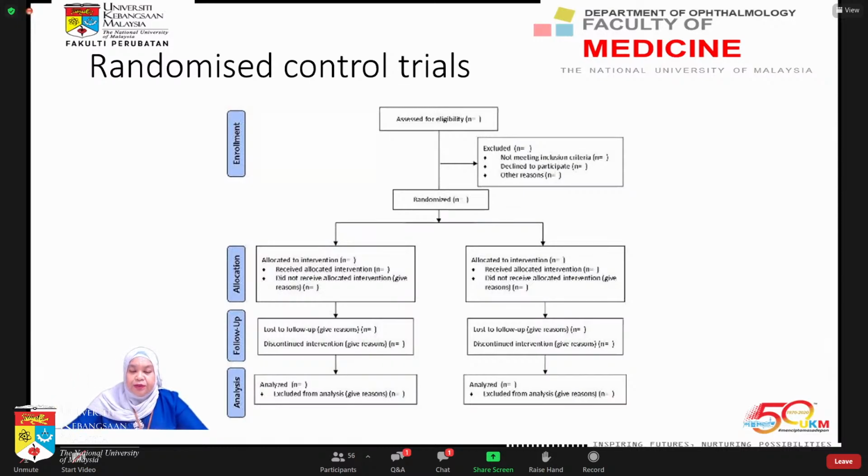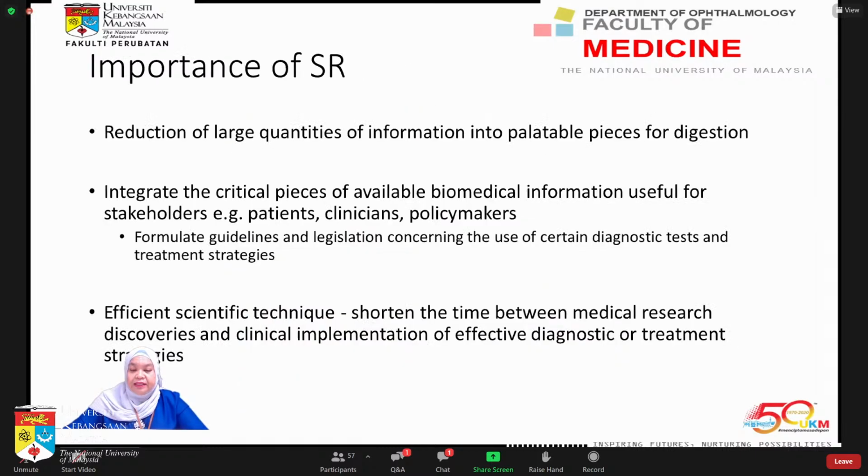So the randomized control trial will eliminate selection bias, and you can actually see there is enrollment of the patient where it is allocated into two groups and they have follow-up and analysis. These are the best studies that you can actually put in the systematic review because it will give you the truth of the research question.